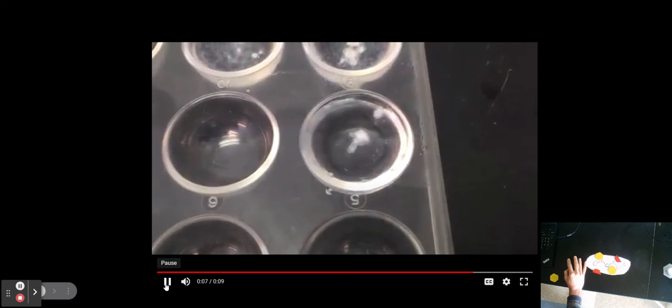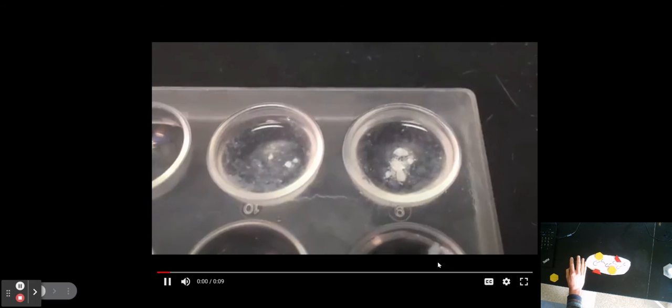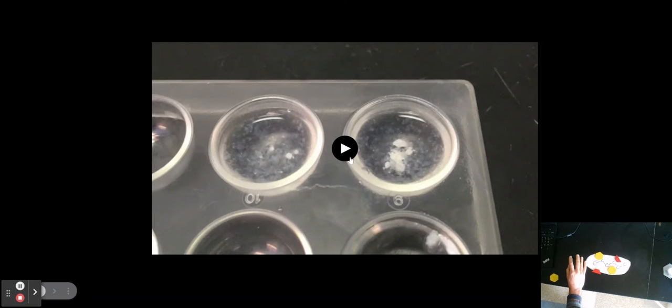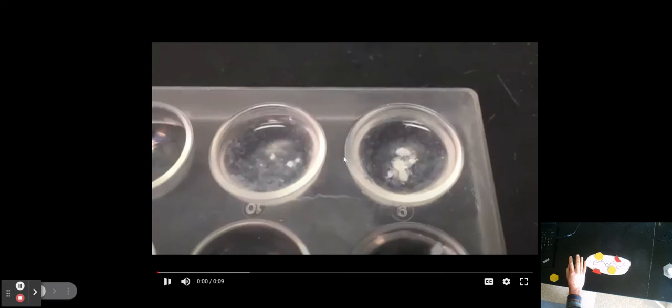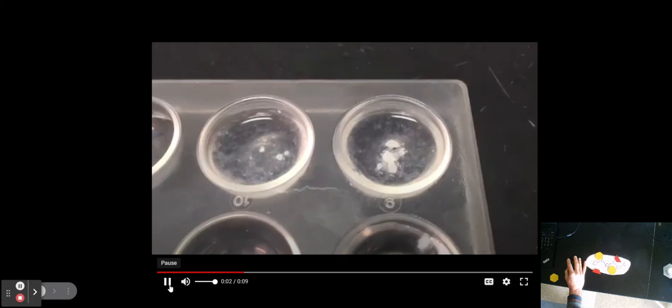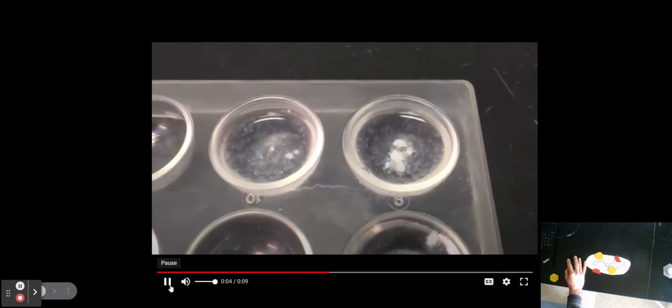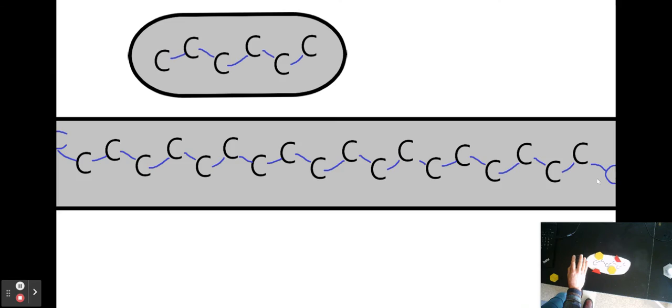And this is in the water. It's not moving around too much in the water. But in the hexane, you definitely have a lot more interaction because they're moving with each other. And I had just stirred that water up.